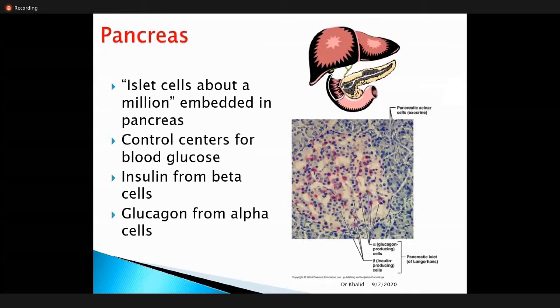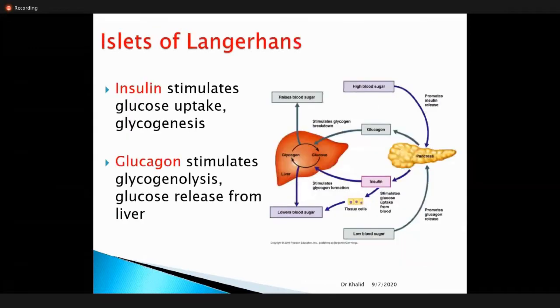Now the pancreas: about 1 million islet cells are embedded in the pancreas. It is the control center for the blood glucose, with insulin from the beta cell and glucagon from the alpha cell. So there are three types of cells present: alpha, beta, and delta cells. The alpha cell secretes glucagon, the beta cell secretes insulin, and the delta cells secrete somatostatin, and also a fourth hormone has been identified, which is called pancreatic polypeptide hormone.